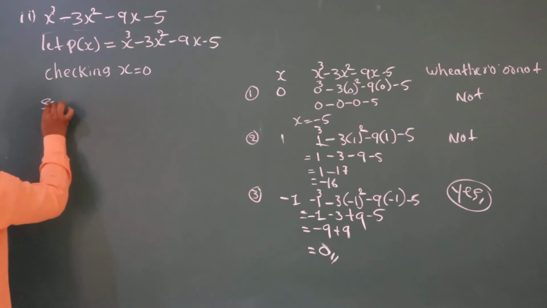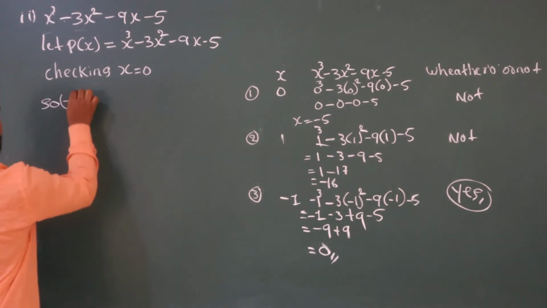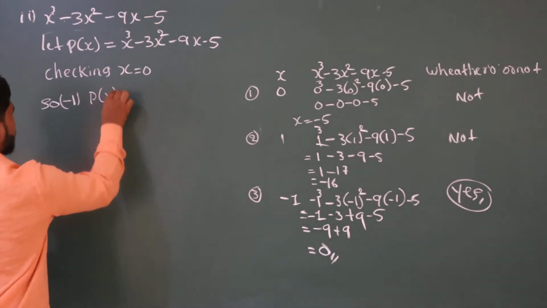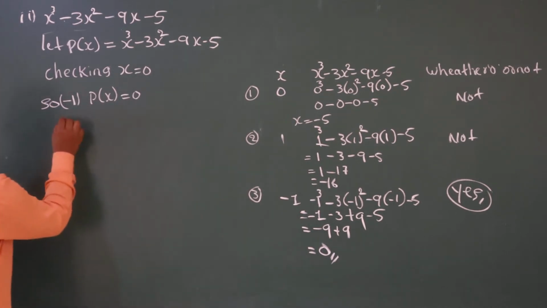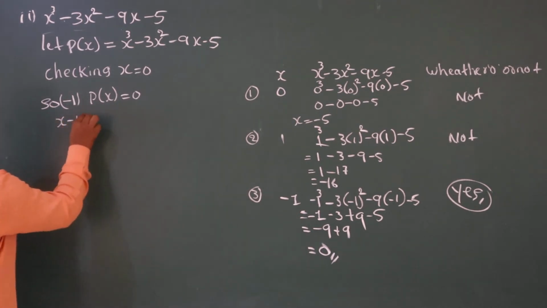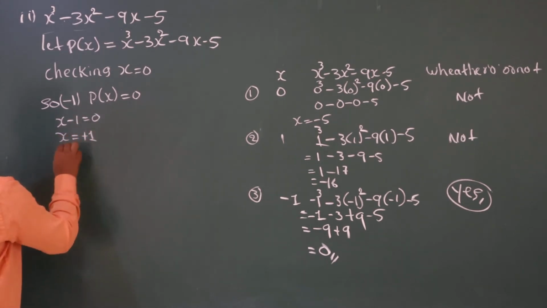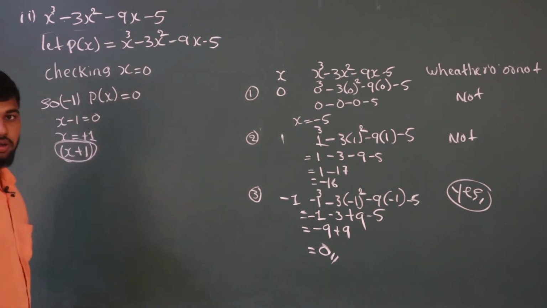So minus 1 is a root, p of x is equal to 0. Now x minus 1 is equal to 0, so x is equal to plus 1. You will get the factor x plus 1.